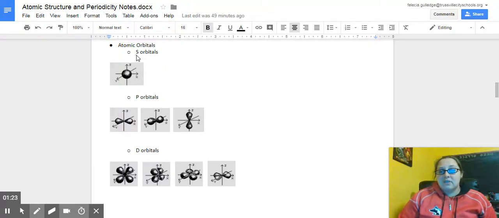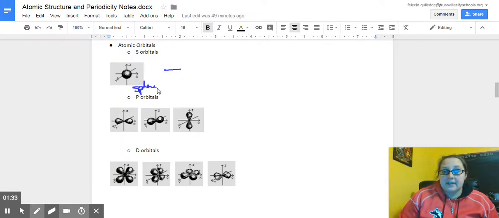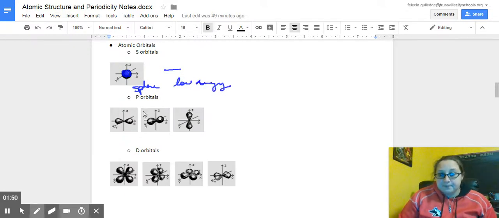So you have s orbitals, p orbitals, and d orbitals. S orbitals is just one configuration, and it's mainly spherical in shape. Okay, this space that you see right here, that is where the electron is probably residing. We call this the s orbital. These are very low energy orbitals. So low energy orbitals there.